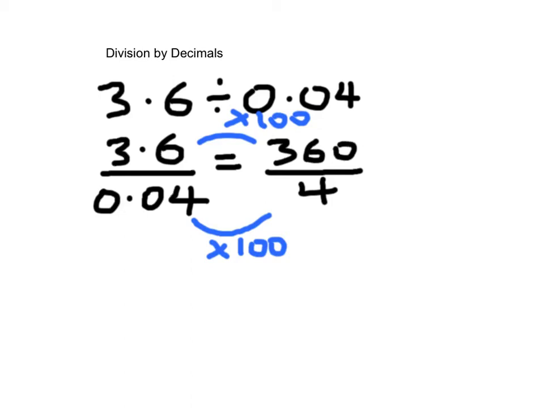Now, this is an easier question to do because it's quite easy to divide 360 by 4. Because the numbers work out nicely, I can do this one in my head and work out it's 90, but you could use ordinary division. This is the final answer. You do not need to divide through by 100 again. All you need to do is make the calculation into a fraction, multiply the top and bottom so that the denominator ends up being a whole number, and then do the division.